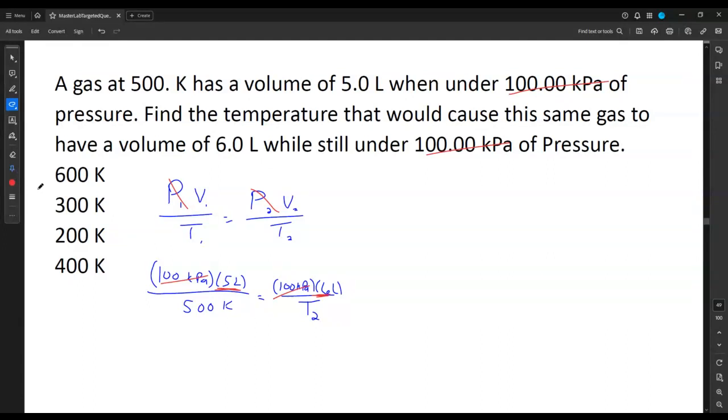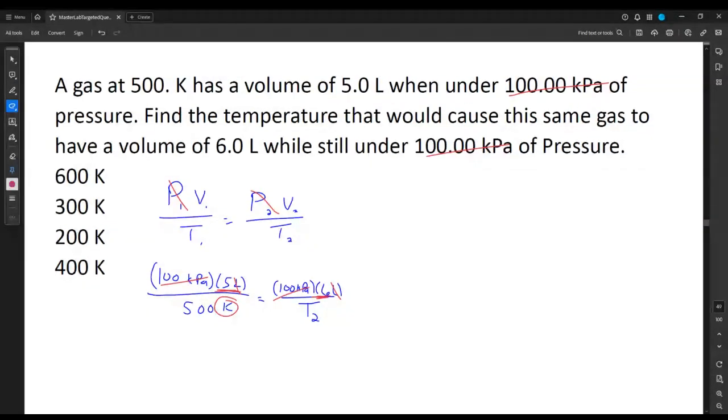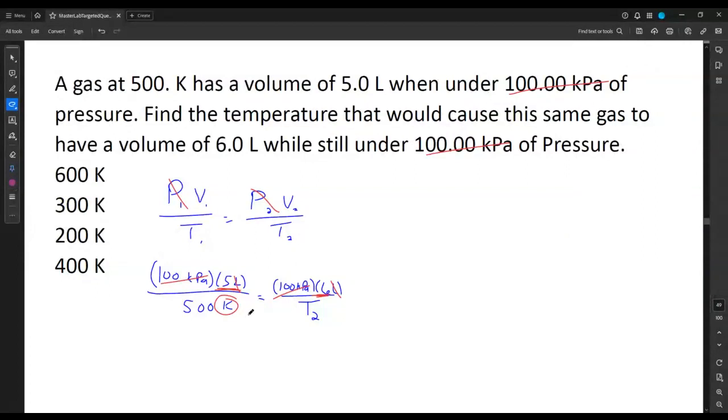Okay, so we can also cancel liters and liters. Notice that we're just going to have Kelvin as an answer, but all the choices have that, so that should have been easy to spot.